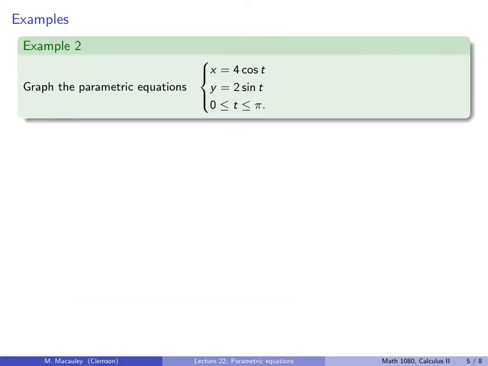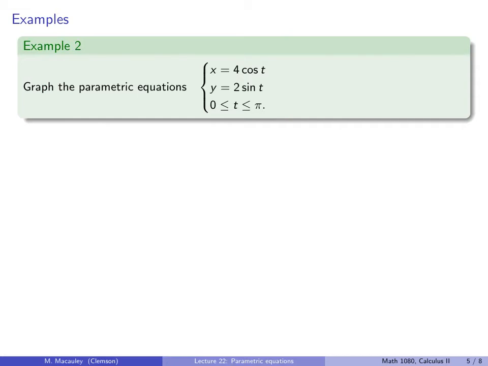Okay, so here's another example. X is 4 cosine t and y is 2 sine of t. Now here, this thing looks circle-ish, so it's probably going to be a circle, an ellipse, or something like that. It may not be an entire circle or ellipse, because we're only going from 0 to pi.